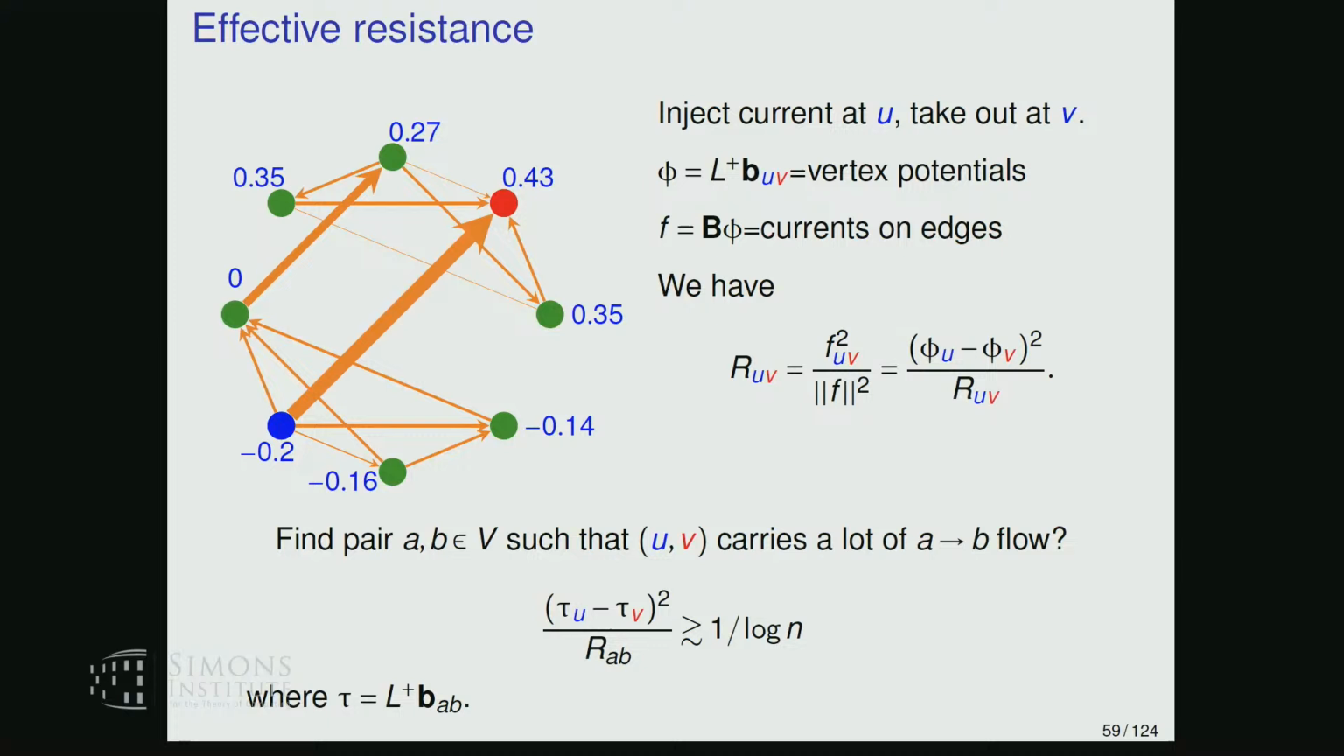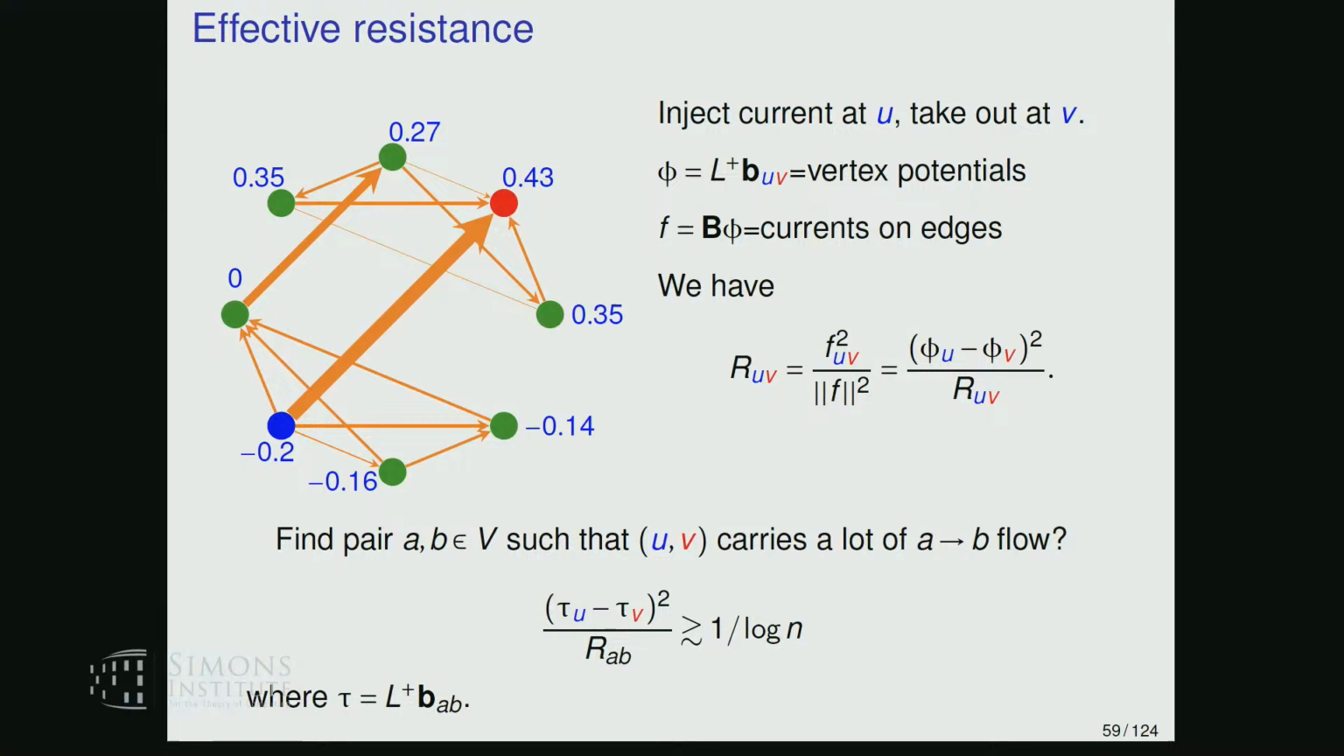What does it mean for UV to carry a lot of AB flow so that we can detect it? Well, let tau be the vertex potentials induced by the corresponding AB flow, L inverse times BAB, as Sushant was explaining. Then the amount of flow on the edge UV is just the difference of potentials. So the energy is the difference of potentials squared.